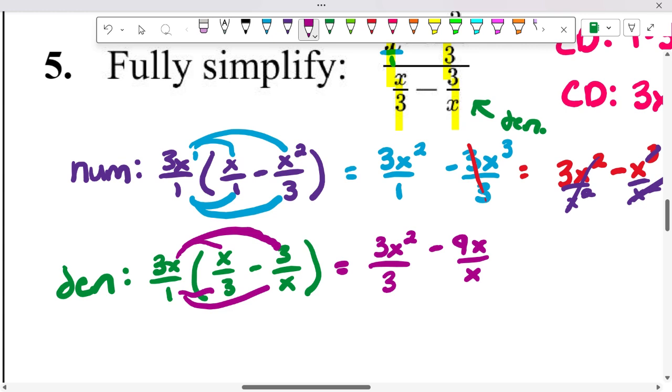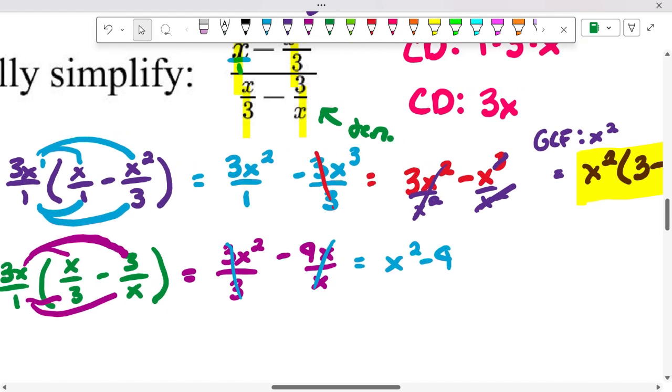So the first fraction, 3x squared over 3, how can that simplify? What can I cross out? So just this first fraction, or this one. What can I cross out? The 3's are gone. So I'm left with an x squared. What about the second fraction? X's are gone, so I'm left with minus 9.